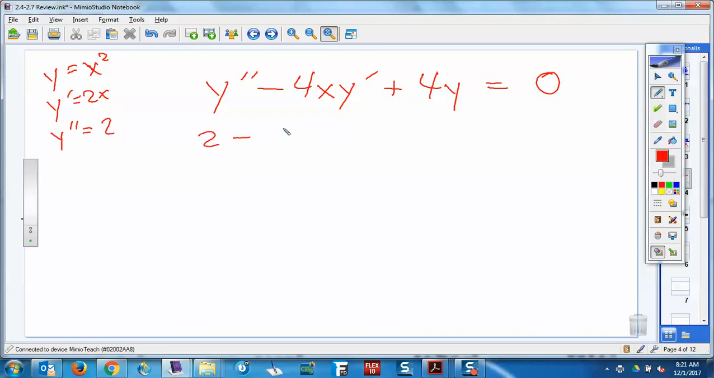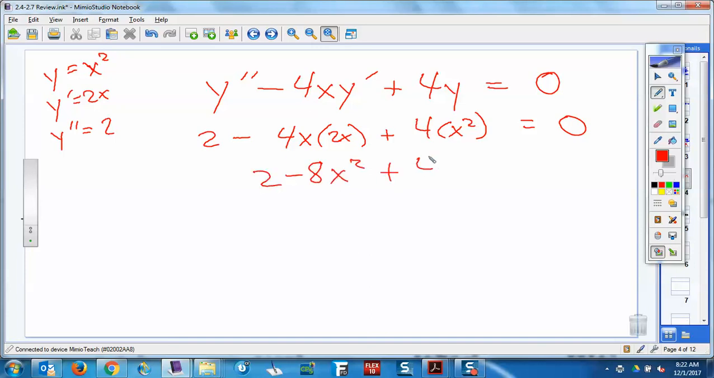So you get 2 minus 4x times y prime plus 4 times y. This is all good stuff. When she did it, it was just perfect. And this was all good. Plus 4x squared, was it like that? And so far so good. And this would be 2 minus 4x squared equals 0.